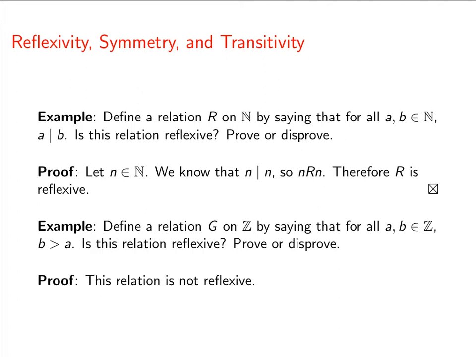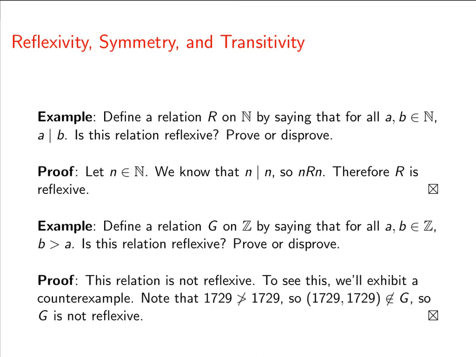All right, now this relation is not reflexive. And in order to prove this, we'll just show a counterexample. We know that 1,729 is not greater than 1,729. So that means the ordered pair (1729, 1729) is not an element of G, and so G is not reflexive.